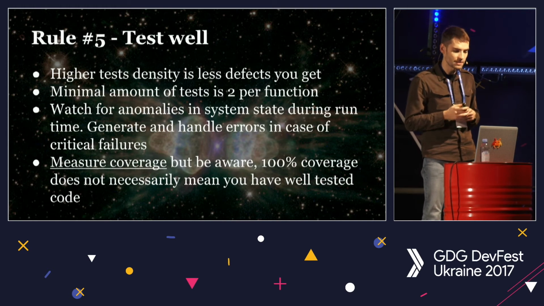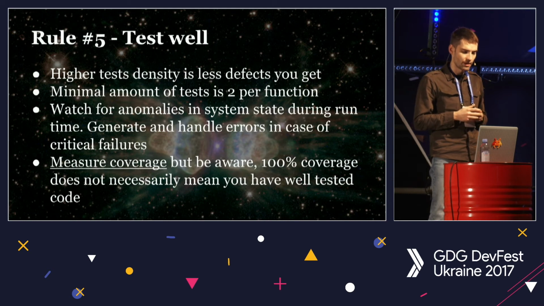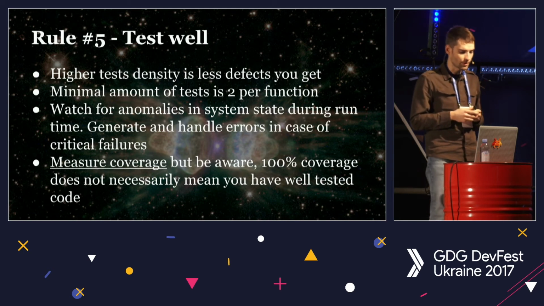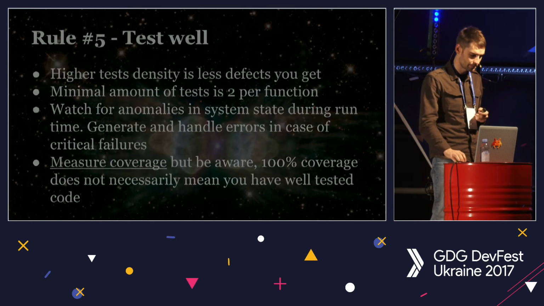Watch for anomalies in system state during runtime, generate and handle errors in case of critical failures. But if failure is not critical, then it might be a bad idea. Or if something goes really wrong. Measure coverage, but be aware that 100 coverage doesn't necessarily mean you have well-tested code. Because coverage is basically a quantitative metrics, and it's not qualitative.